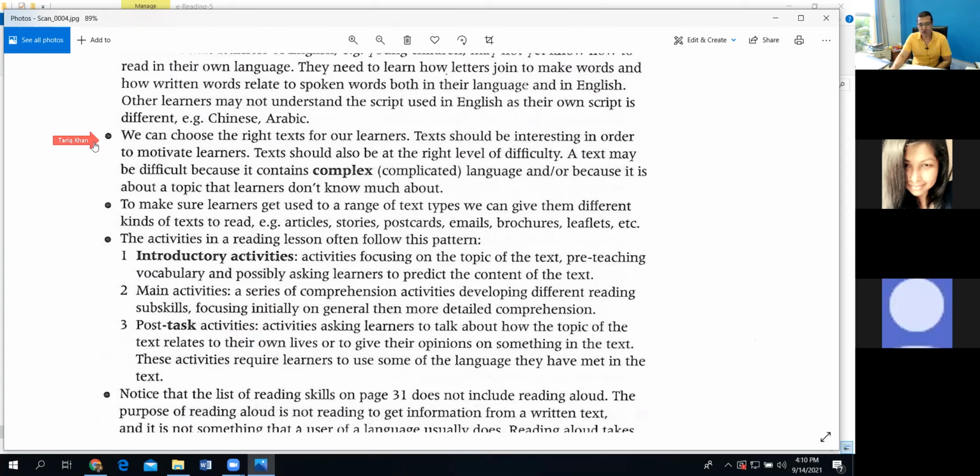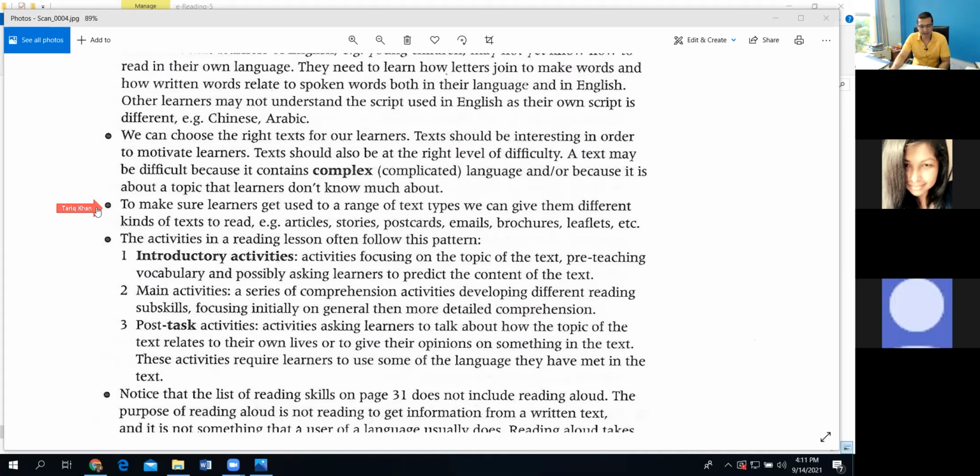Next point is to make sure learners get used to a range of text types. We can give them different kinds of text to read. To make them understand text types, we need to give articles, stories, postcards, emails, brochures, leaflets. Then they can differentiate. They can understand, if they are reading a postcard, how it is written. If it's an article, how it is written. If it's an email, how it comes. So we need to familiarize them with the different text types.